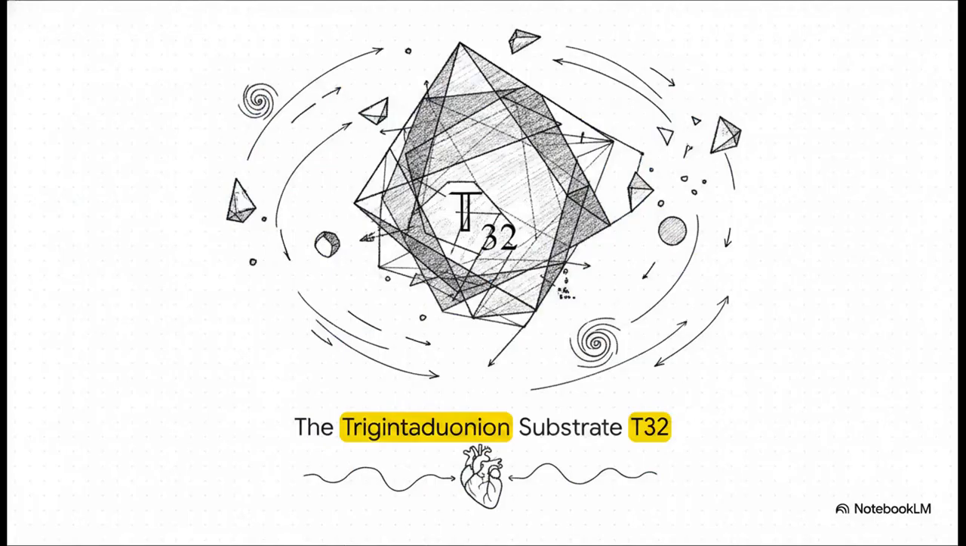To really grasp why this happens, we have to look at the T₃₂ trigintaduonionic substrate. This is a massive 32-dimensional algebra, and as you build up into these crazy high dimensions, something profound occurs. Normal multiplication starts to fail. The math actually breaks down and produces things called zero divisors. It's kind of like if you typed two non-zero numbers into a calculator, hit multiply, and it just spat out zero. That is essentially what is happening at the very foundation of reality.